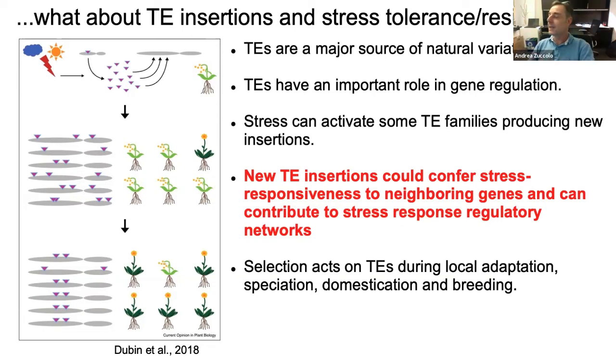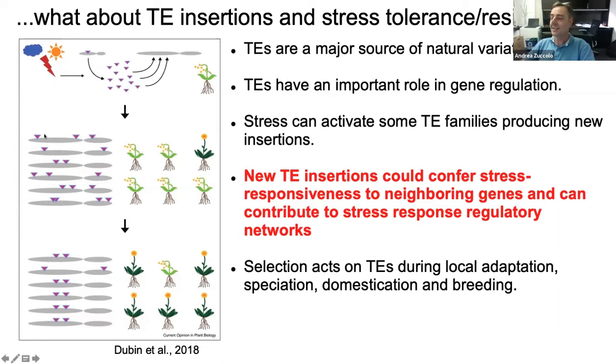What is the idea behind this question? Well, these are a major source of natural variation. They have an important role in gene regulation. Stress can activate them, and a new TE insertion could confer stress responsiveness to neighboring genes and can contribute to stress response regulatory networks. It is a fictional example.